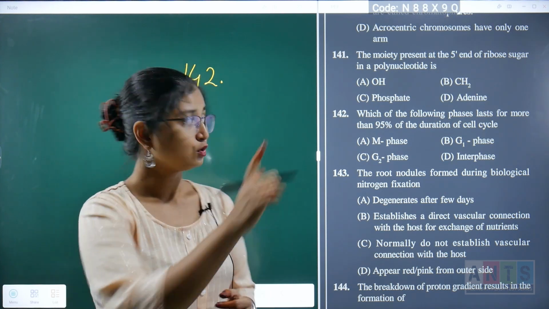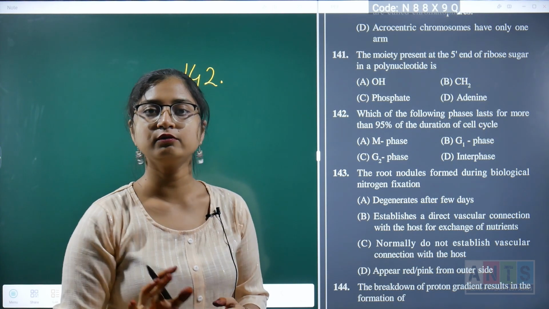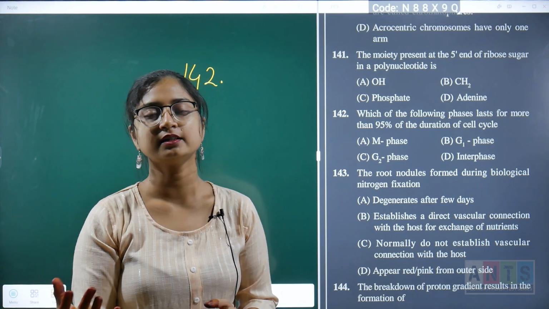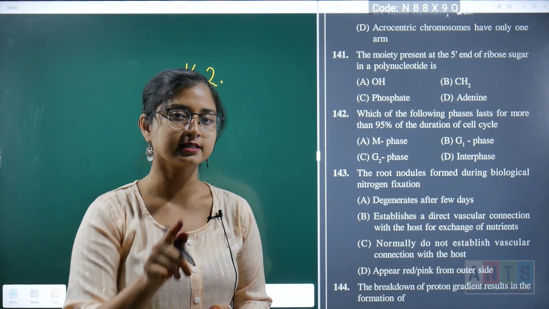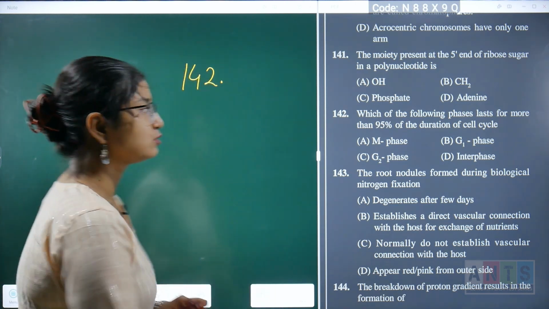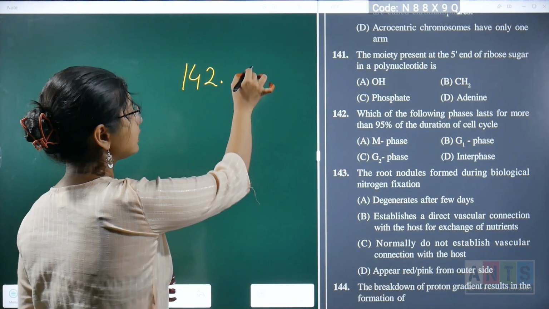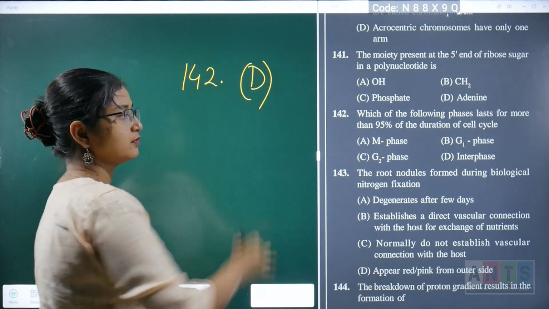total cell cycle. So almost 90% और 95% से भी ज़्यादा का जो time है of a cell cycle वो कौन cover कर रहा है? That is covered by the interphase. So question number 142, the correct answer is option D, interphase.